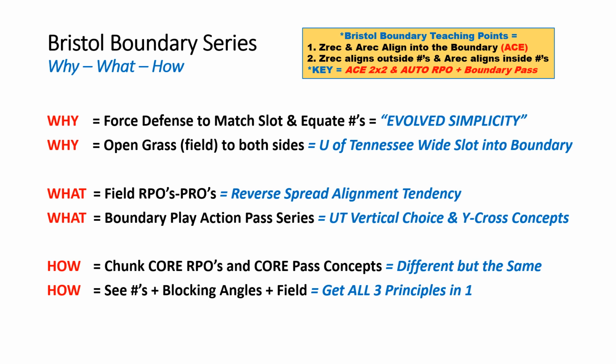What we're doing is we're going to use the field for RPOs, which reverses our spread alignment tendency. And also then we can combine it with boundary play action pass series, as I said, the vertical choice with Y crosser concepts that Tennessee uses so well. How we're doing this, we'll just chunk our core RPOs and core pass concepts. It's different, but it's the same for us.